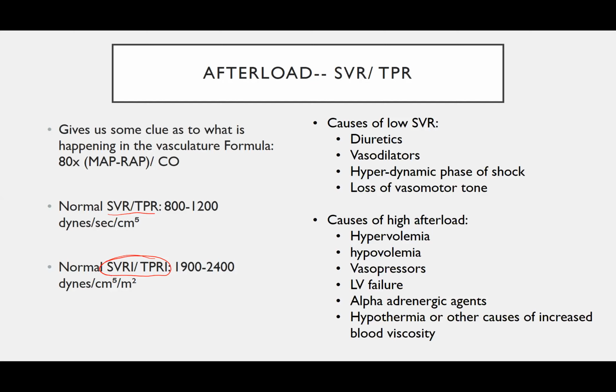I prefer to use the index value. And so somewhere around 1900 to 2400 dynes is going to be where that normal systemic vascular resistance sits. And I'm going to use the term SVRI to kind of refer to afterload and refer to workload on the heart.